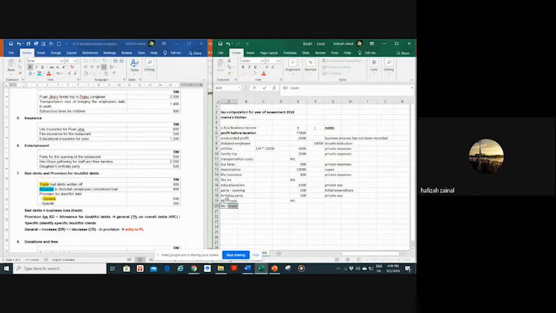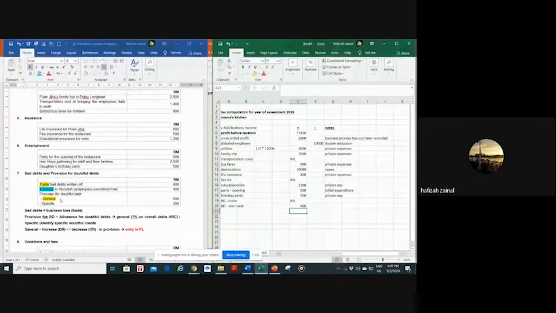However, bad debts which is non-trade, therefore it is non-allowable. So you add back 400. Okay, so that is the story of bad debts. Next one, we move on to doubtful debts.